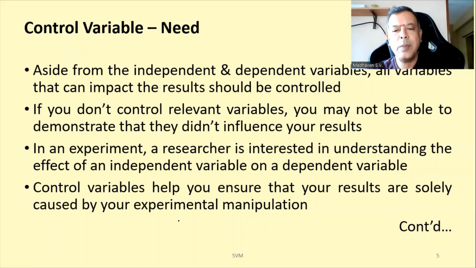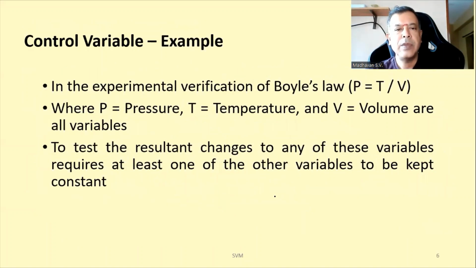So control variables help us to ensure that our results are solely caused by our own experimental manipulation. This is the example I was talking about, Boyle's law. Here P is defined as T divided by V, where P is the pressure, T is the temperature, and V is the volume. To test the resultant changes of any of the two variables, I was talking about what the changes on pressure are if I do some change in the volume, by keeping the temperature constant.